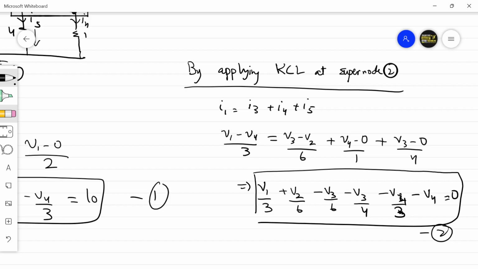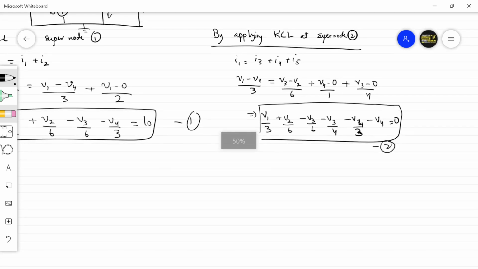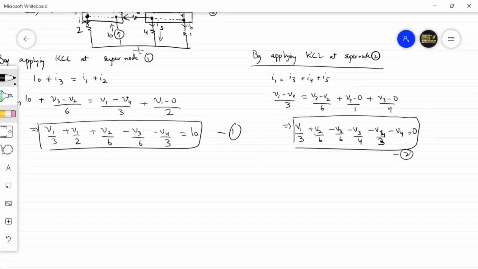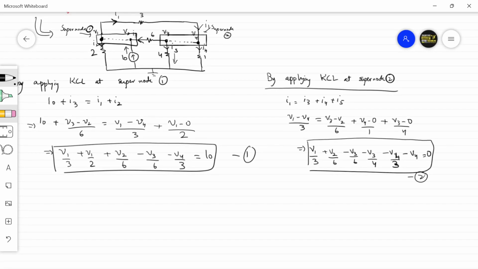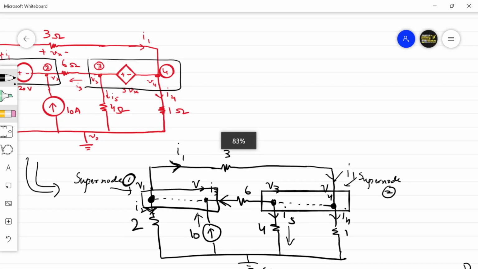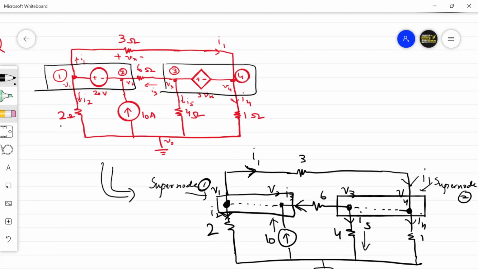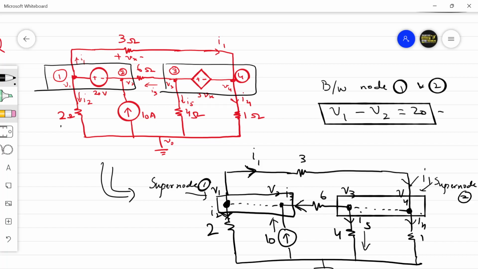Fine. So you have equation 1, you have equation 2. By applying KCL at supernode 1, you have got one equation. By applying KCL at supernode 2, you have found the second equation. Now from the original circuit back, between node 1 and 2, the potential is V1 minus V2 and that's equal to 20 volts. So that is your third equation.